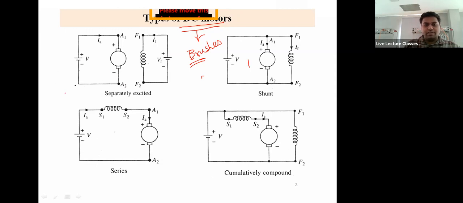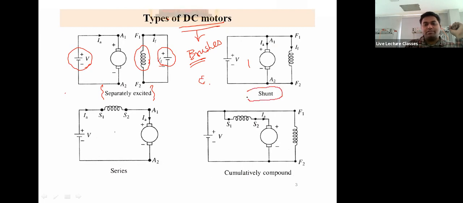So first of all, we will have the separately excited machine. Separately excited means this field coil is separately excited through another separate source, right? Then we have the shunt machine. This shunt machine has its power supply connected in parallel with the armature supply.